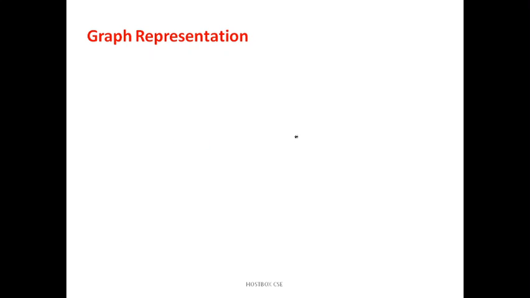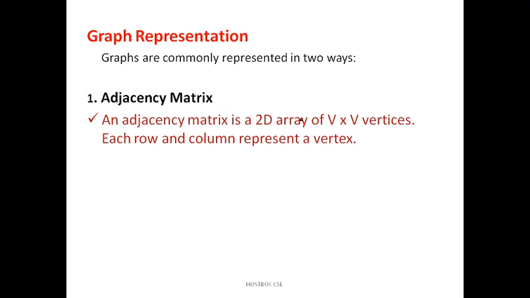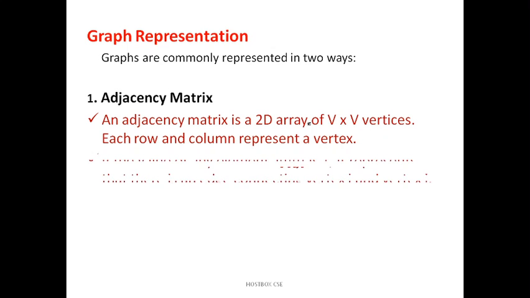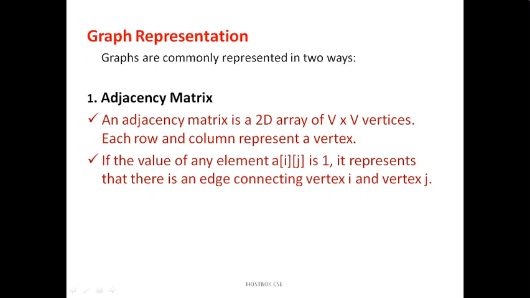Then we have to know representation. There are two ways of representing the graph. One is called the adjacency matrix, another one is called the adjacency list. So first one is the familiar one, most of the following adjacency matrix. That means what? Adjacency matrix is here a matrix.